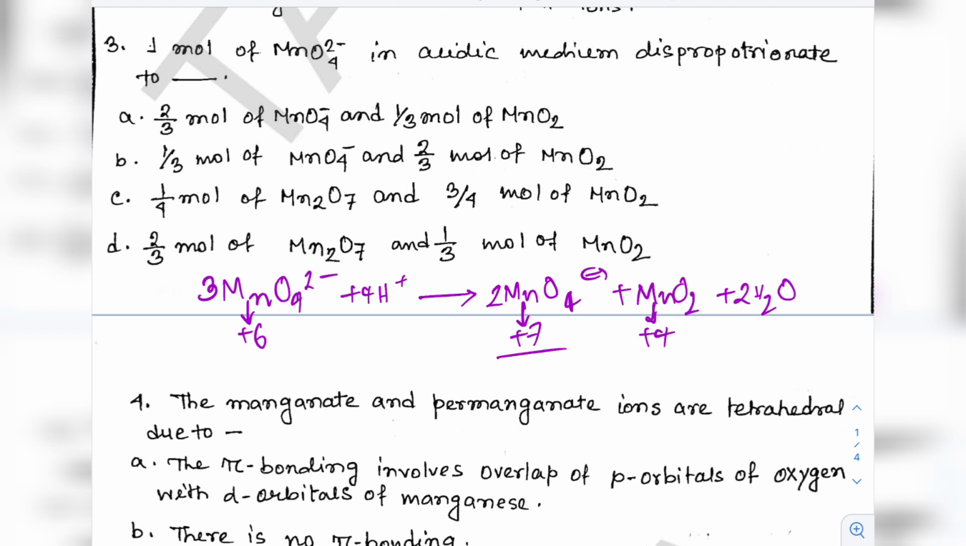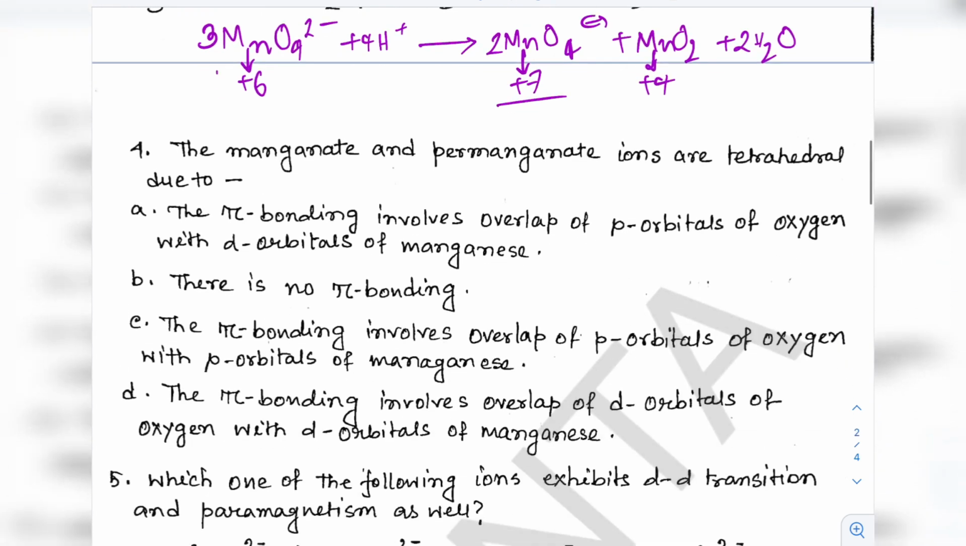So 3 moles of MnO4 2 minus produce 2 moles of MnO4 minus. Then 1 mole of MnO4 2 minus will produce 2/3 mole of MnO4 minus. And from 3 moles of MnO4 2 minus, we get 1 mole of MnO2. Then from 1 mole of MnO4 2 minus, we will get 1/3 mole of MnO2. So option A is the correct answer. Next, we'll move to question 4.